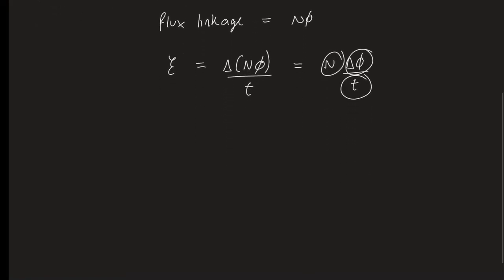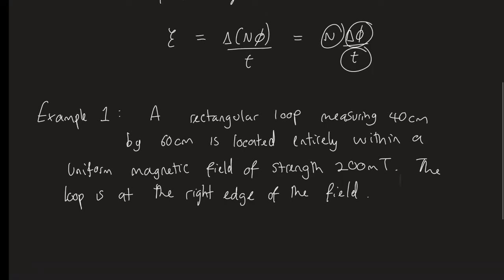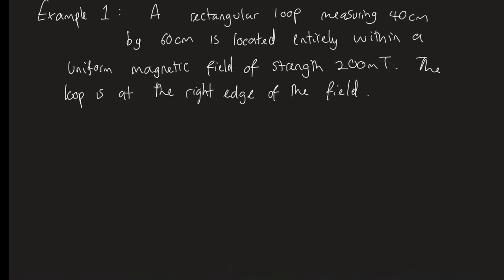Okay, so the first one, example 1, let's consider the following. A rectangular loop measuring 40 by 60 centimeters is located entirely within a uniform magnetic field of strength 200 millitesla. The loop is at the right edge of the field, and then the loop is moved to the right at a constant speed, and it leaves the field completely in 3.5 seconds.